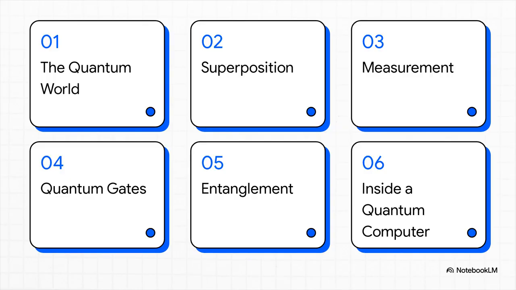Here is our roadmap for today's explainer. 1. The quantum world. 2. Superposition. 3. Measurement. 4. Quantum gates. 5. Entanglement. And 6. Inside a quantum computer.